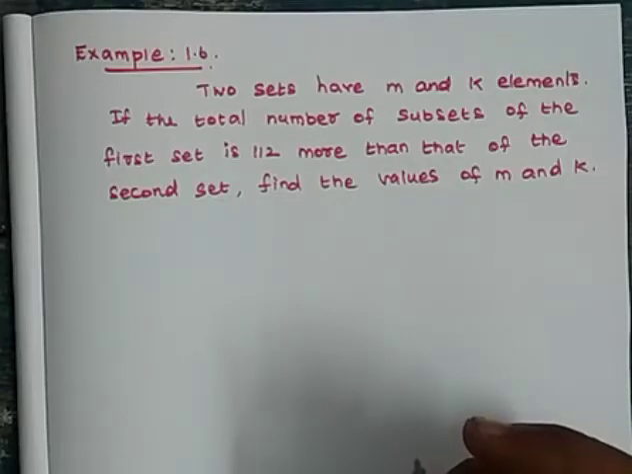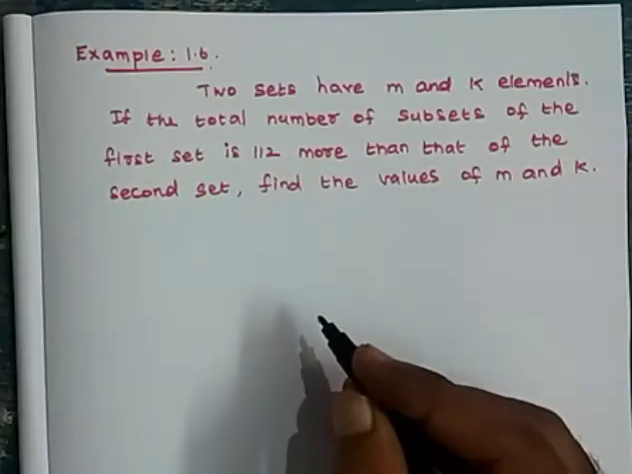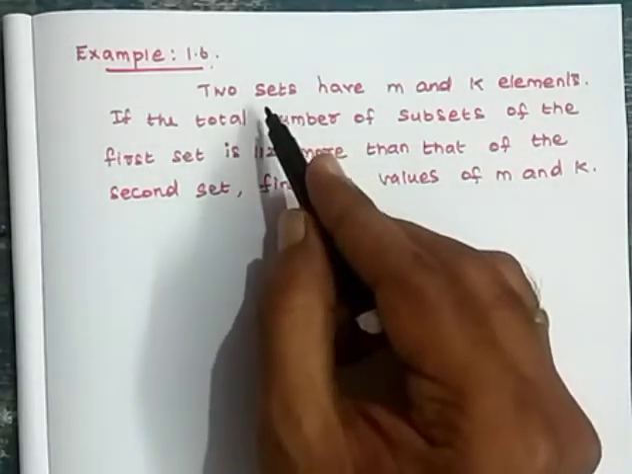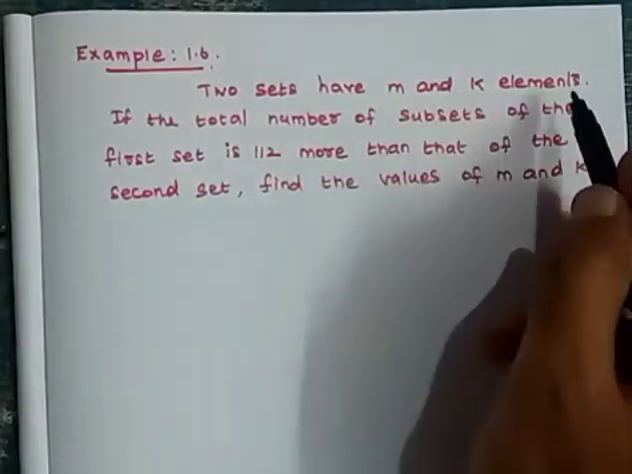This is standard 11 maths. In that we are going to discuss example 1.6. Here they have given that two sets have m and k elements.